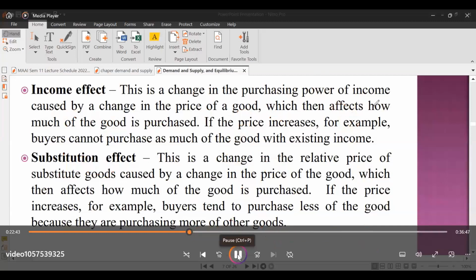This is the change in the purchasing power of income caused by a change in the price of the good. Then the other one is the substitution effect. What does the substitution effect mean? This is a change in relative price. We can explain it using an example: a change in the price of related goods.